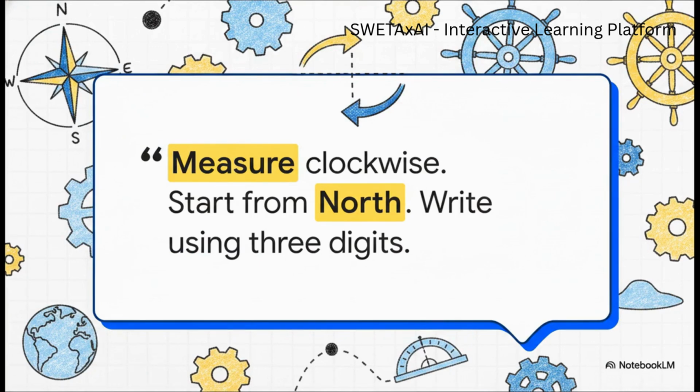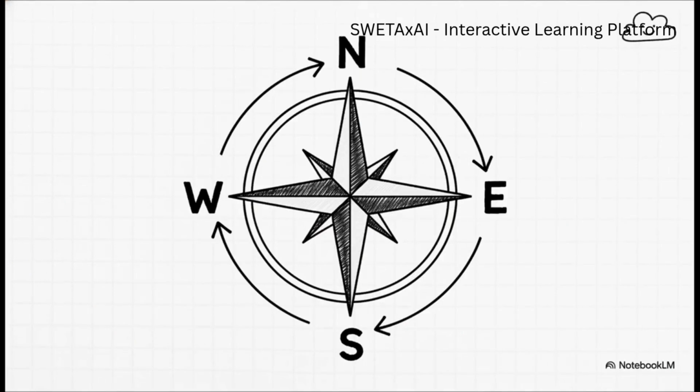Number 1, always measure clockwise. Number 2, always start your measurement from absolute north. And number 3, always write your answer using exactly 3 digits. No exceptions. When we apply these 3 laws, we turn our standard compass directions into precise mathematical codes.